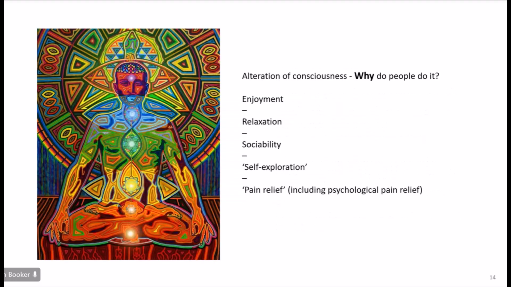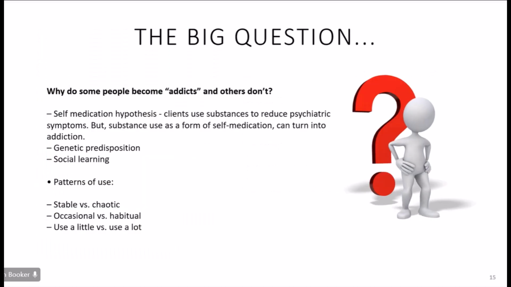So the alteration of consciousness, why do people do it? Well, it's for enjoyment, relaxation, sociability, self-exploration, and pain relief, including psychological pain relief. The big question is, why do some people become addicts and others don't? There is a self-medication hypothesis. Clients use substances to reduce psychiatric symptoms, but substance use as a form of self-medication can turn into addiction.